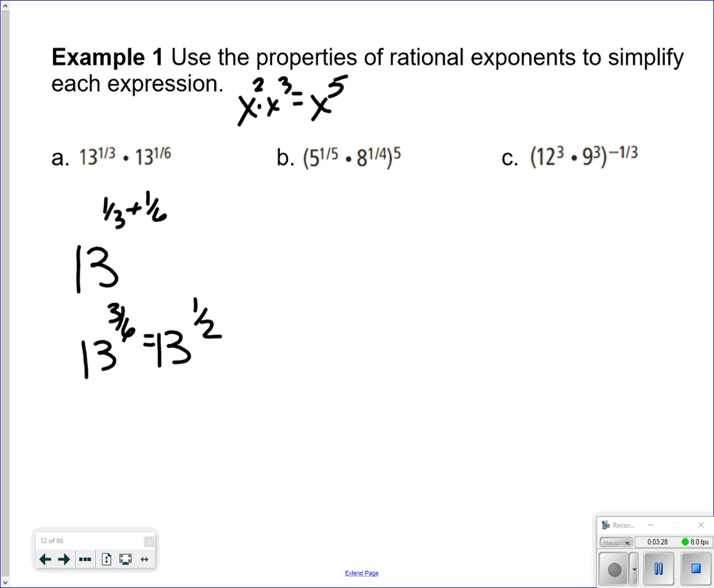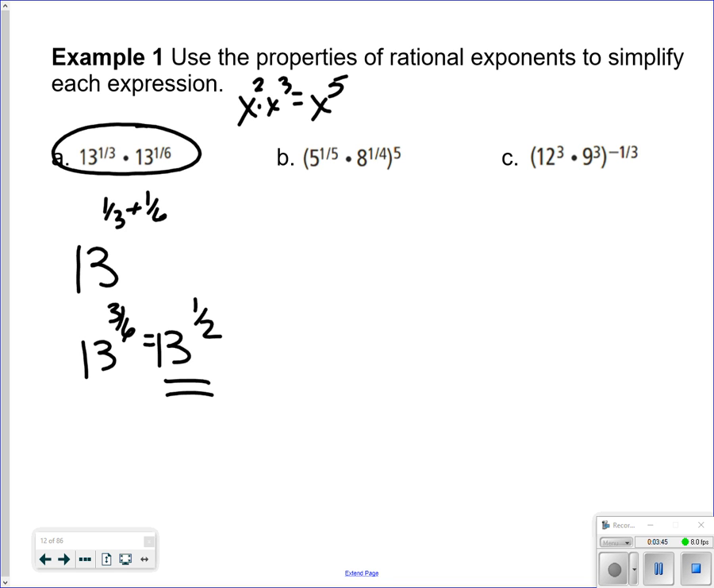And again, I can prove this on a calculator if you want to. Take 13 to the 1/3 power and times it by 13 to the 1/6 power, and then do 13 to the 1/2 power, and it's going to end up being the exact same decimal.